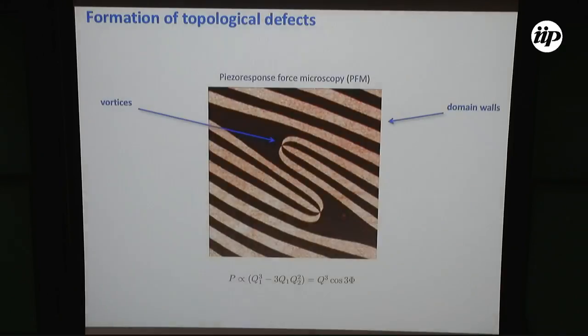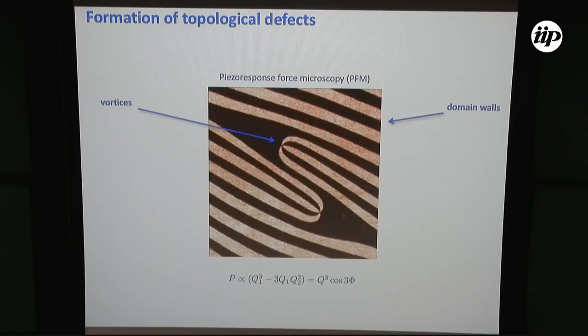So now I move to the question of the formation of this type of topological defects. We are going to study the problem at a different length scale, more mesoscopic. Here the typical length scale is about a micron. Here I show you an image obtained by piezoresponse force microscopy, in which you can see the vortices and the domain walls in these regions.